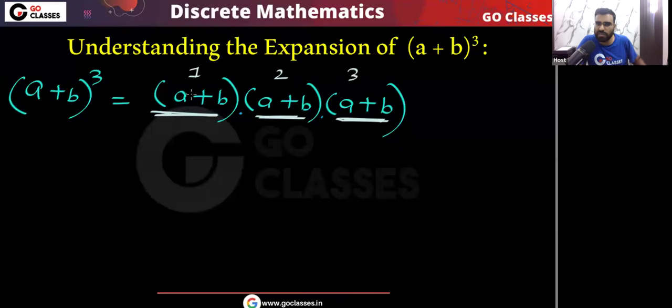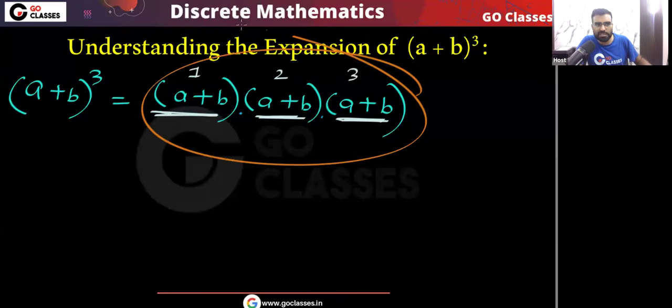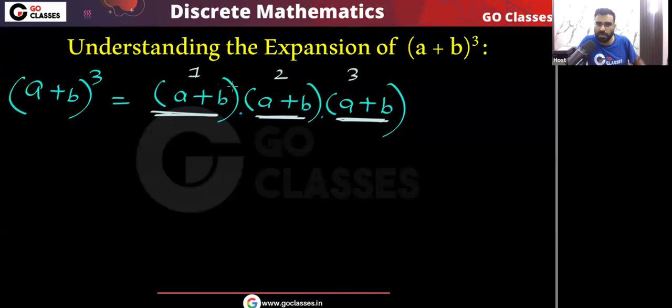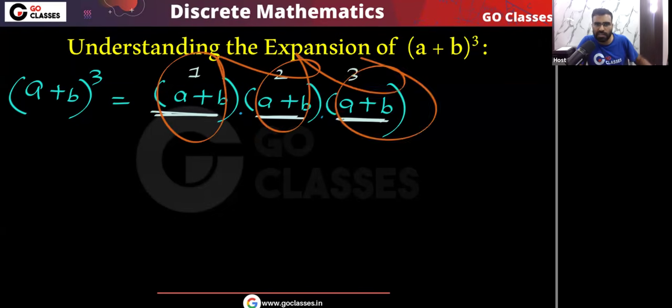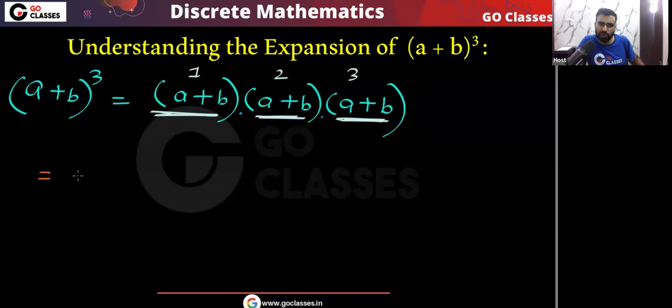The multiplication is very simple. How to multiply these three factors? From the first factor we can take a or b. From the second factor we can take a or b. From the third factor we can take a or b. For example, if we take a from here, a from here, a from here, then what are we going to get? We are going to get a cube.